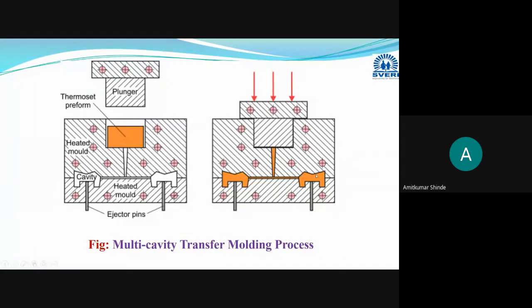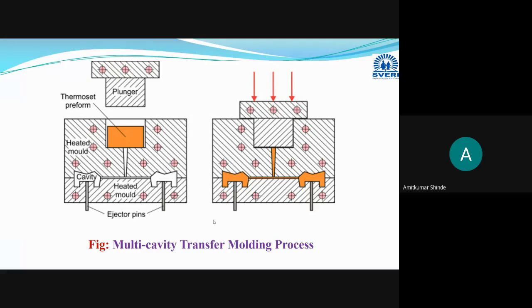Depending on the sprue, runner and gate arrangement, it will enter the cavity, and here a cooling system is provided. After sufficient curing, the final product is obtained and removed with the help of these ejector pins. For each cavity you have to provide a separate ejector pin. This is the multi-cavity transfer molding process. In this diagram, whichever chips of thermosetting plastic material are there, those chips are manufactured with the help of this multi-cavity transfer molding process.